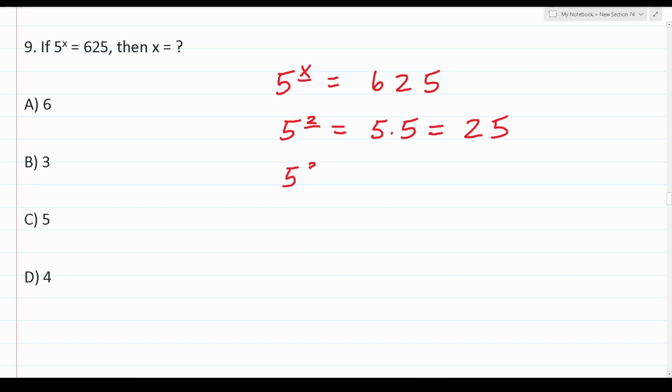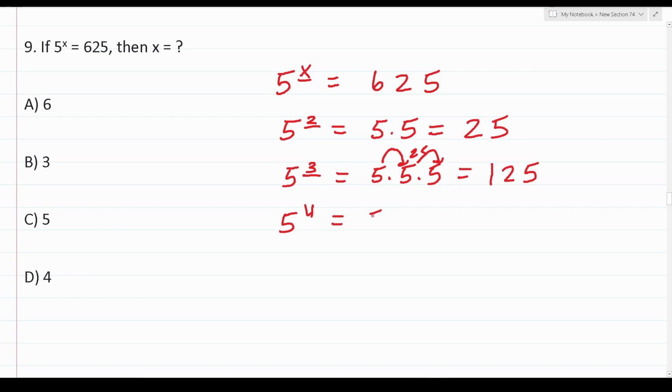Well, what is 5 to the third? 5 to the third is the same as 5 times 5 times 5. And what is 5 times 5 times 5? That's 5 times 5, which is 25. And what's 25 times 5? That's 125. All right, so we know x is not 3 in this case. What is 5 to the fourth?